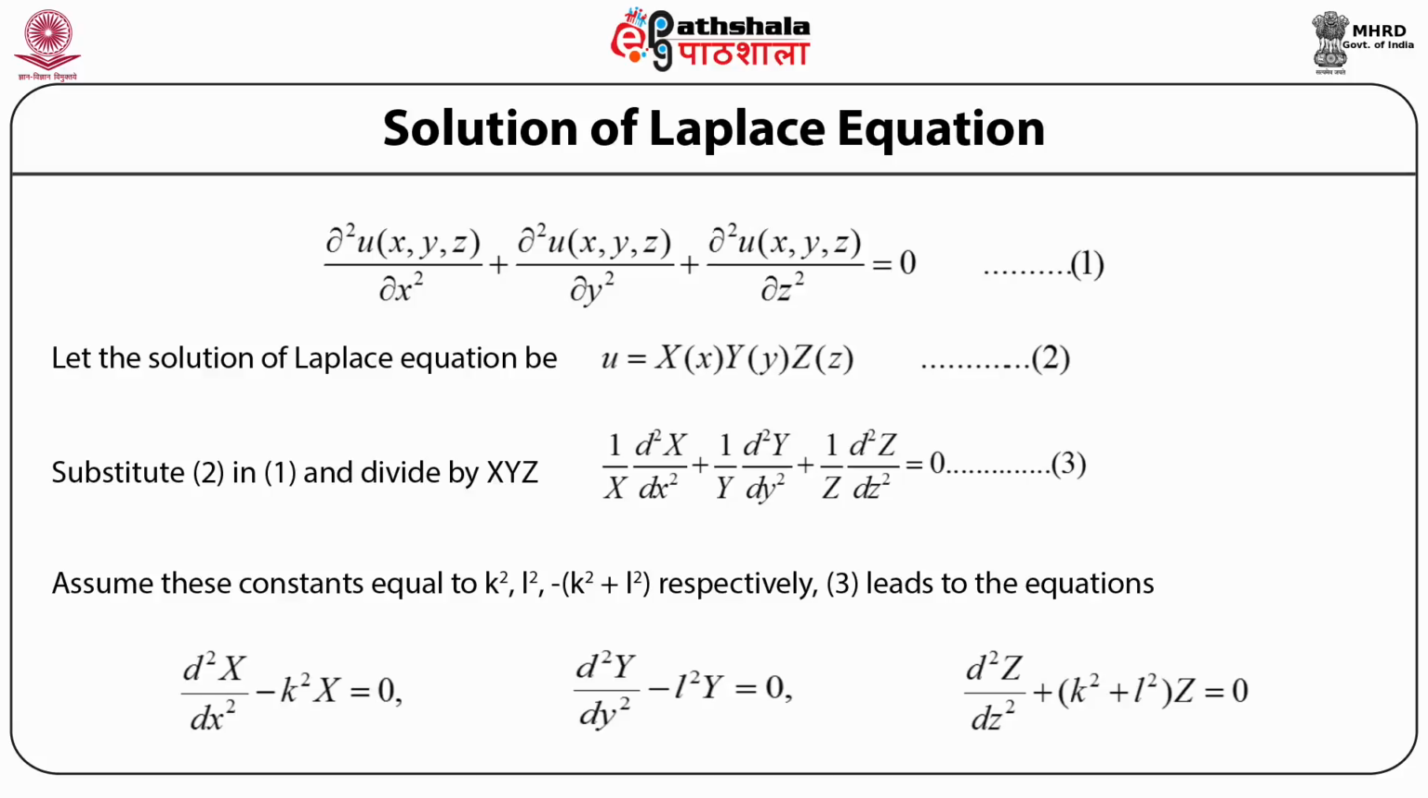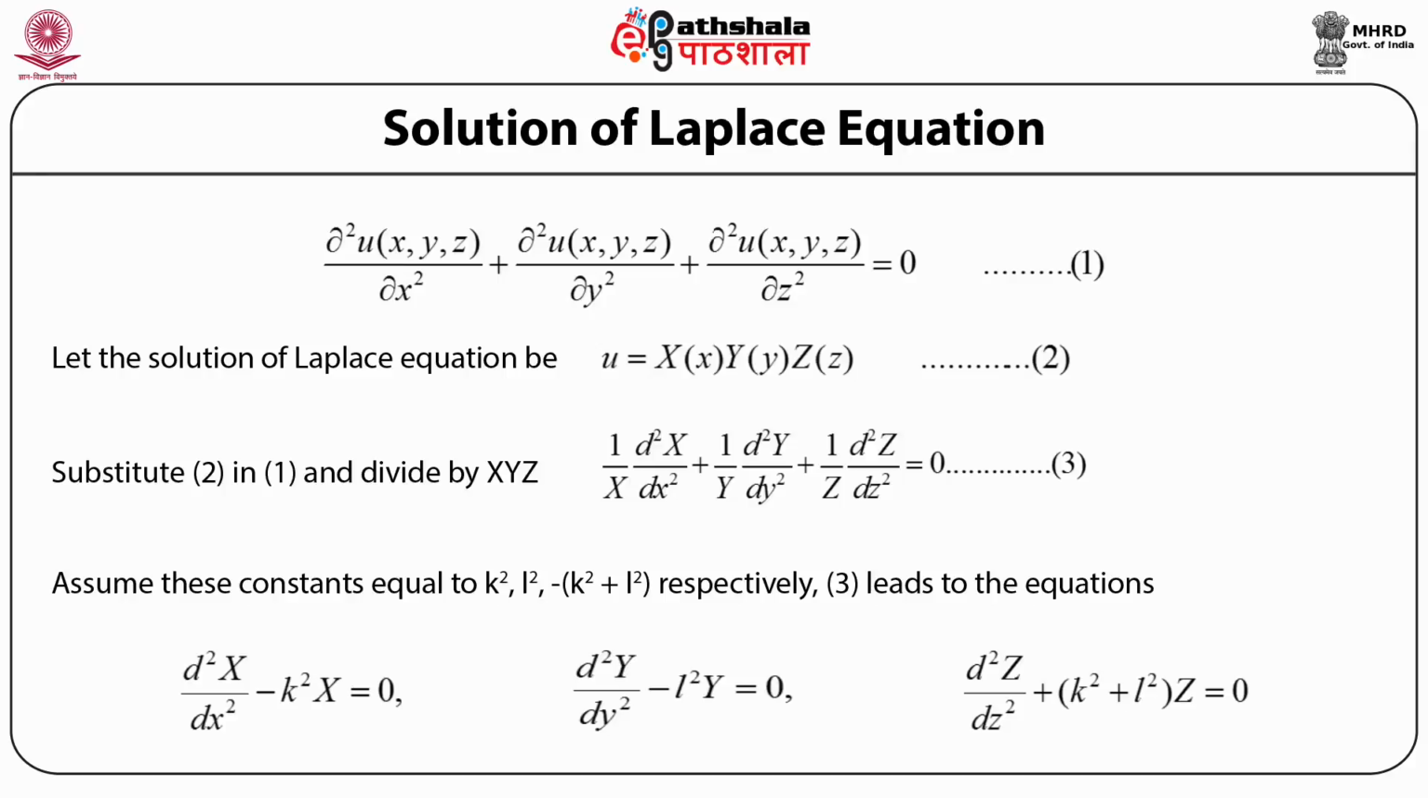As you rightly guessed, since we have three different independent variables, we can write the solution for u in terms of capital X, capital Y and capital Z. Then if you differentiate and substitute u in equation 1, you will end up getting 1 over X d²X/dx², plus 1 over Y d²Y/dy², plus similarly for Z, is equal to 0.